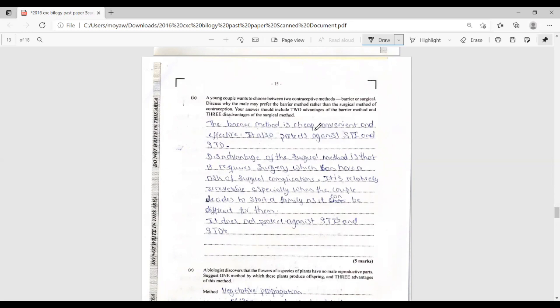Now the advantages. The barrier method is cheap, convenient and effective. Two, it also protects against STIs and STDs. Now the disadvantages. One, the surgical method requires surgery, which can have a risk of surgical complications. Two, it is relatively irreversible, especially when the couple decides to start a family, and it can be difficult for them. Three, it does not protect against STIs and STDs.